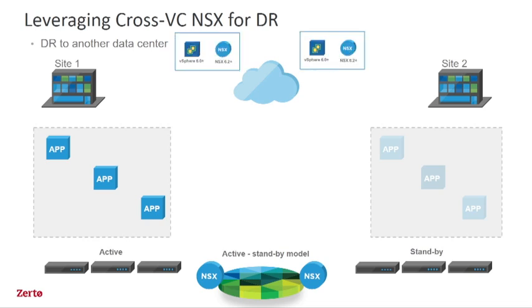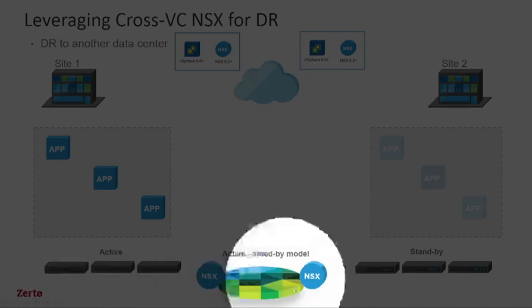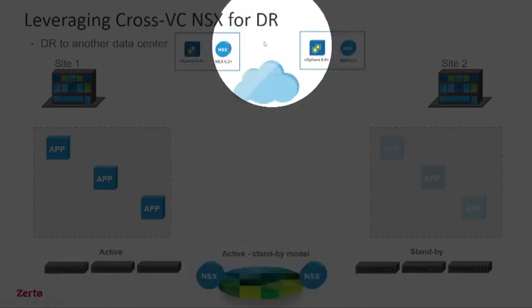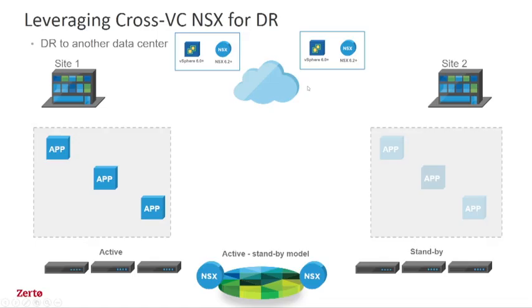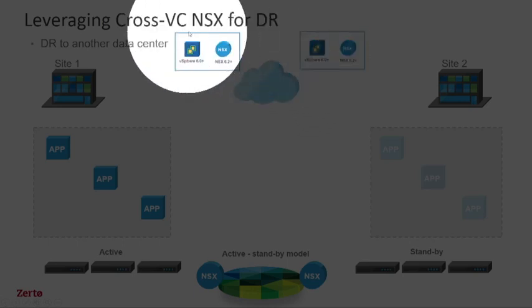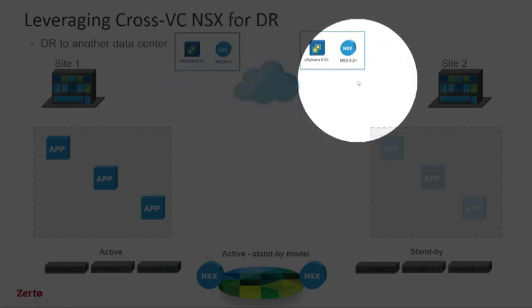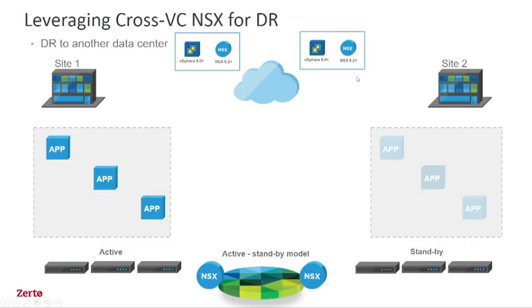So how this works here is we have vSphere at each site. We have NSX Manager at each site. And we have a concept called primary NSX Manager, secondary NSX Manager. The rest are secondaries. You can have up to 16 NSX Managers, so you can have up to 16 sites.